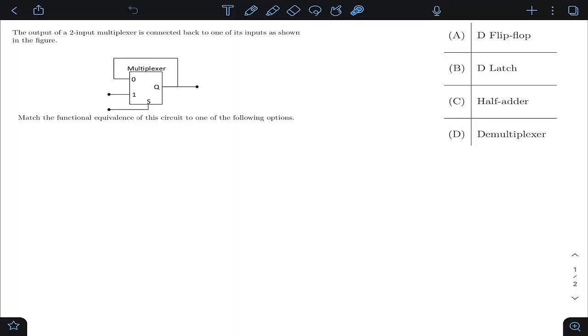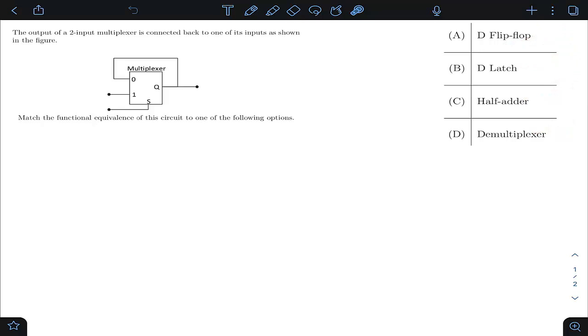This question is asked in GATE 23 of Computer Science. This is from digital subjects and related to combinational and sequential circuits mix concept. The question is, the output of a two input multiplexer is connected back to one of its inputs as shown in the figure. Match the functional equivalence of the circuit to one of the following options: D flip flop, D latch, half adder, demultiplexer.